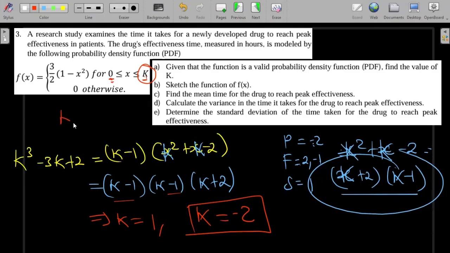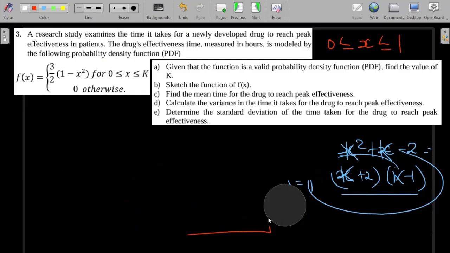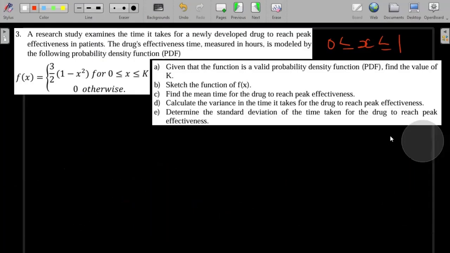Okay, so we conclude here that k is just 1. So it means our interval is 0 to 1. Okay, so the value of k is 1. Okay, so we're done with part A. Let's look at part B.